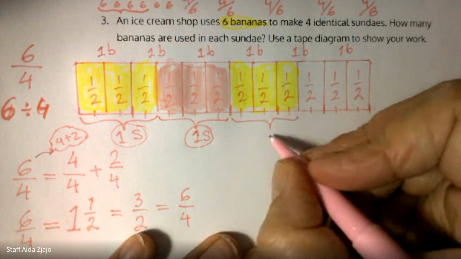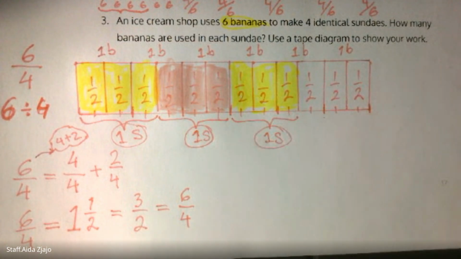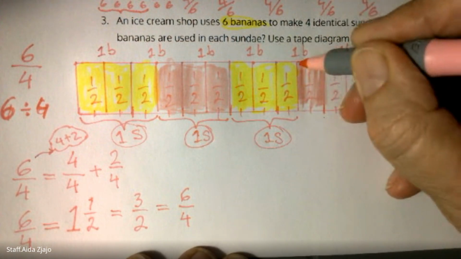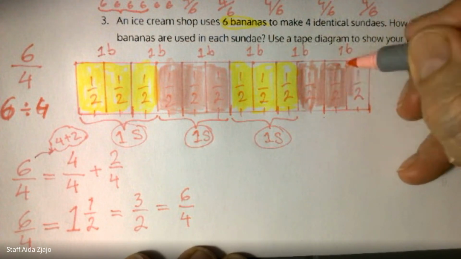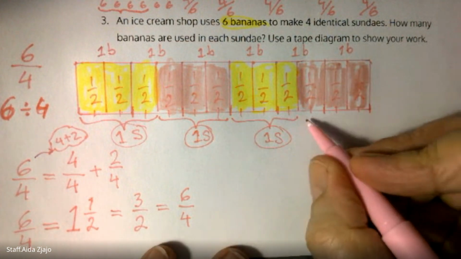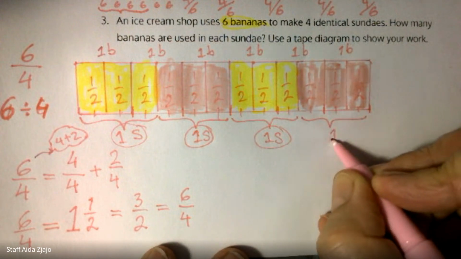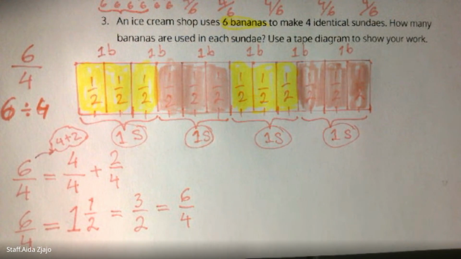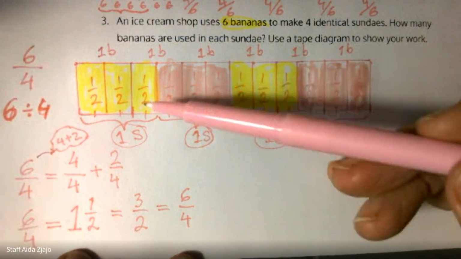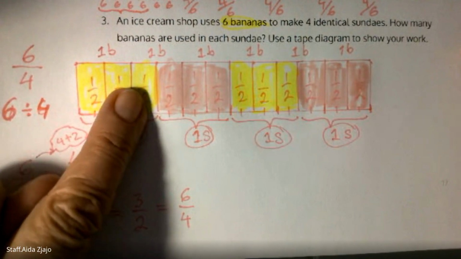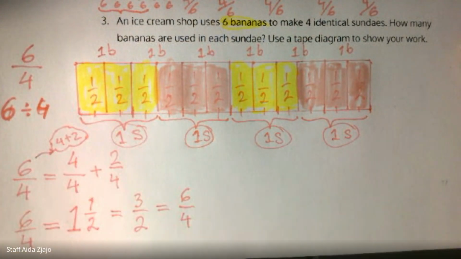So 3 half bananas makes one Sunday. And then the last 3 halves will make another Sunday. So if I do have 6 bananas, and each banana, it's not enough for one Sunday. I have to think that 1 whole banana and half of the next banana will make a Sunday. So if I have 6 bananas, I can make 1, 2, 3, 4 Sundays.